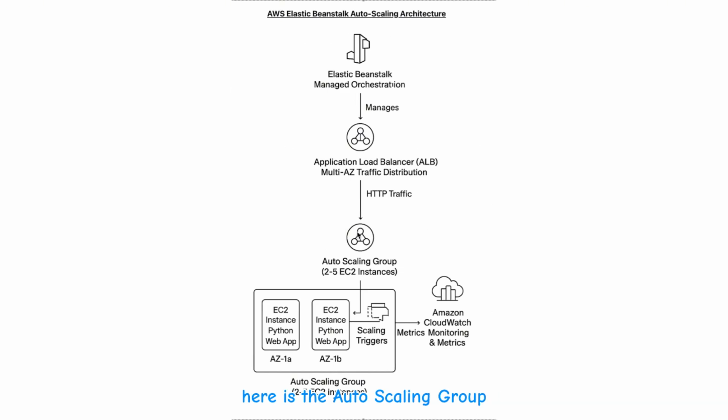Here is the autoscaling group, our elastic capacity manager. It maintains 2 to 5 EC2 instances based on real-time demand. When CPU utilization crosses 70%, it scales out. When it drops below 30%, it scales in. This gives us both high availability and cost optimization.